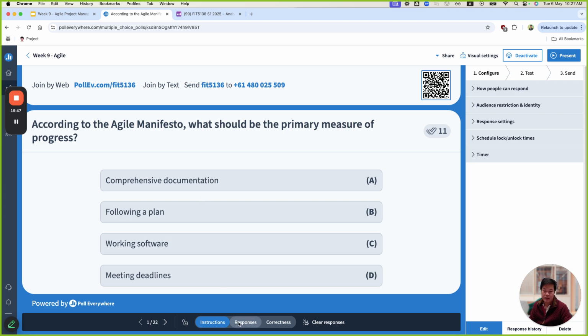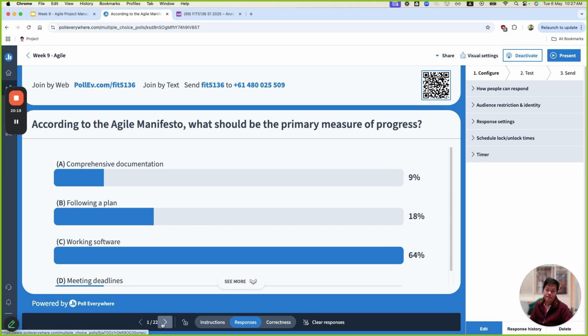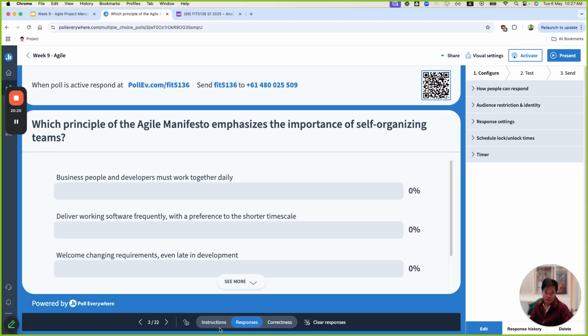Thank you so much, everyone. So I think the answer should be working software. It's not about the plan. Sometimes you focus on the plan, but it's about the quality as well. What is the plan? The plan could be just, yes, we finished the documentation, right? And does it really deliver or make progress on any product? No, not really. Comprehensive documentation is actually part of waterfall. It's not part of Agile at all. So the right measure should be working software. All right, next one.